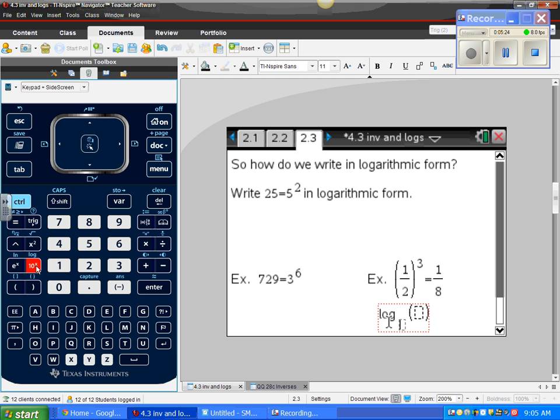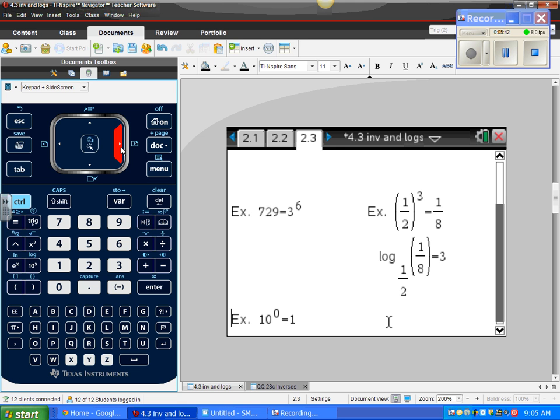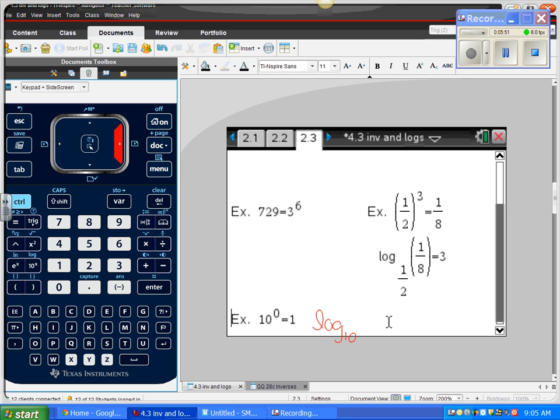Control 10 to the x, log base 1/2 of 1/8 equals 3. There it is. Okay. And that actually brings me to a really important point, which we're going to talk about in just a minute. Let's do this last one. Who wants to give it to me? Log base 10. Good. Are we good? All right, now let's talk about notation here.